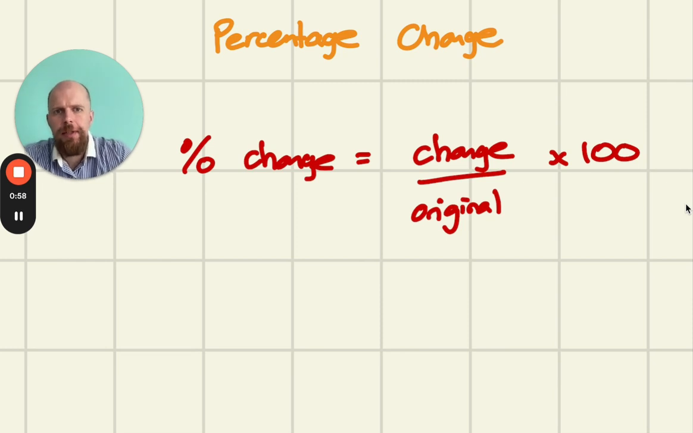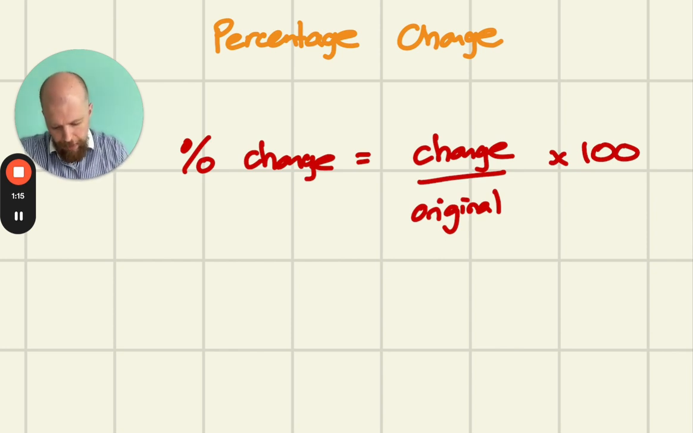In this video, we're going to be looking at how to calculate the percentage change when you're going from one number to another. Now, the formula for percentage change is on the board. Percentage change is the change divided by the original amount times by 100. Now, let's have a very basic example.